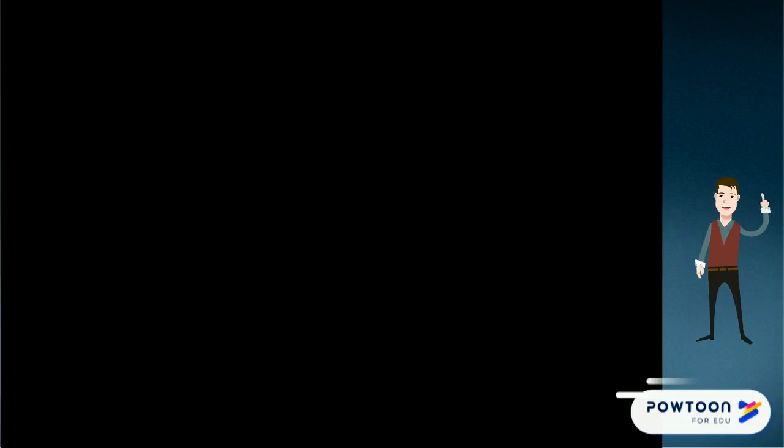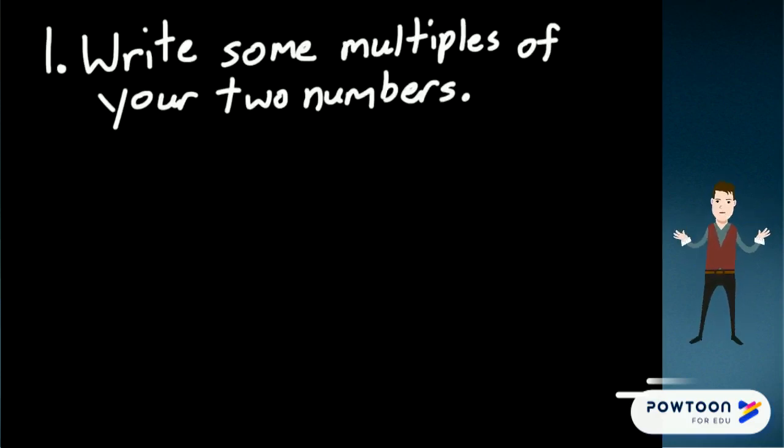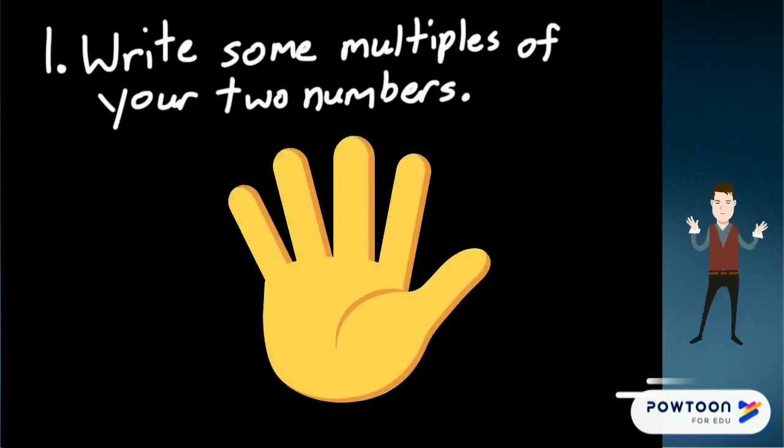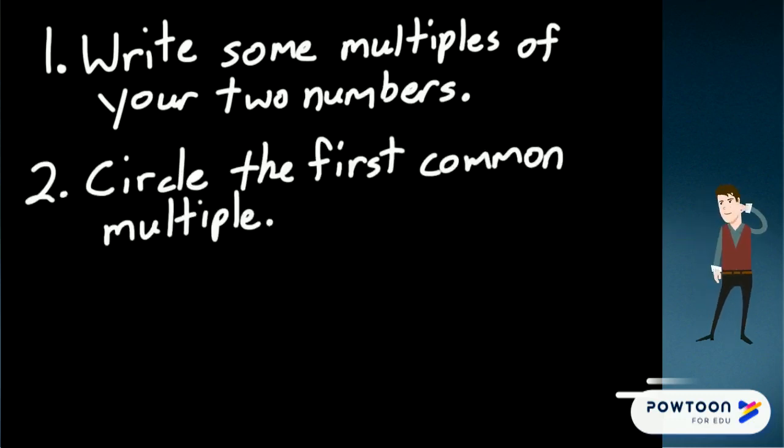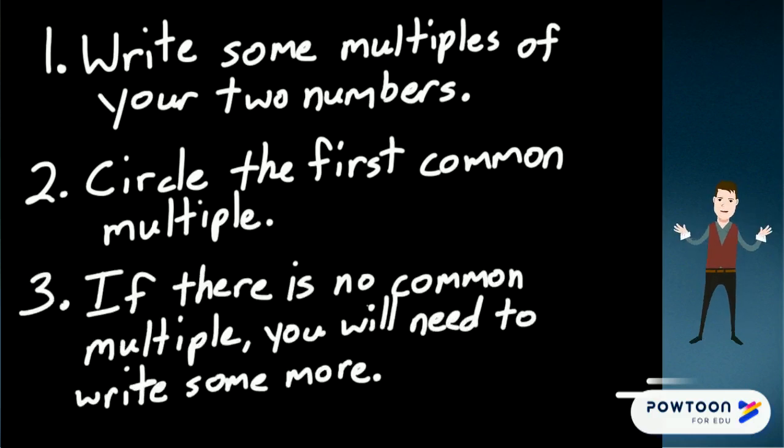Let's go over the steps one more time. First, you write the multiples of your two numbers. I like to write the first 5, but sometimes you will need to write more multiples. Then you circle the first multiple that both numbers have in common. If you do not find a common multiple, then you will need to write a few more multiples until you find a common multiple.